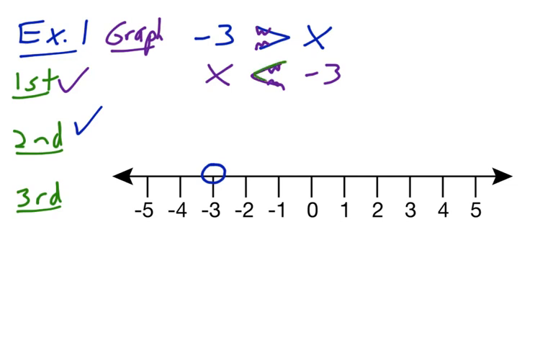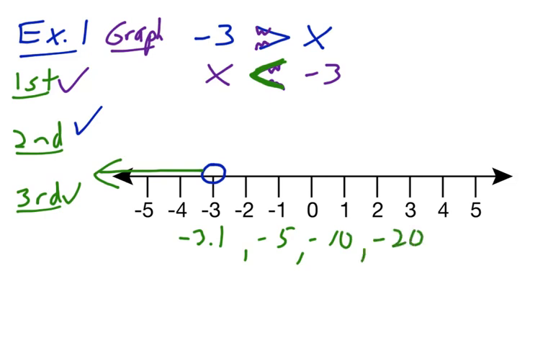Alright, remember that's like an arrow pointing for the third step on which way to graph our ray. And which way is that pointing? That's right, it's pointing to the left. So we want to have a ray drawn to the left. So that means that x can be anything that's less than negative 3. For example, it could be negative 3.1, it could be negative 5, negative 10, negative 20, negative 1 million, or negative 1,000. Anything that's less than negative 3, but it cannot be negative 3.